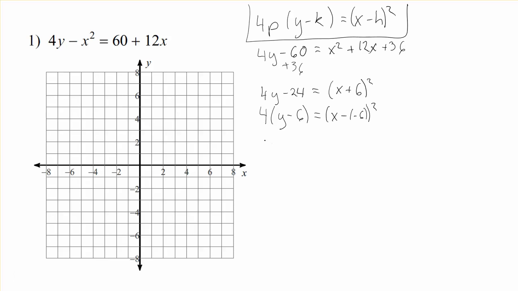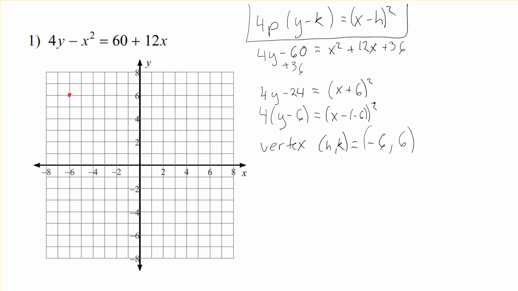We know that our vertex is h comma k, and that is equal to, the x value is negative 6, and the y value is positive 6, so negative 6 comma 6. Let's go ahead and plot that here. Negative 6, 6 would be right there. Alright, that's the vertex of our parabola. And then I can also identify what p is, the value of that number p.